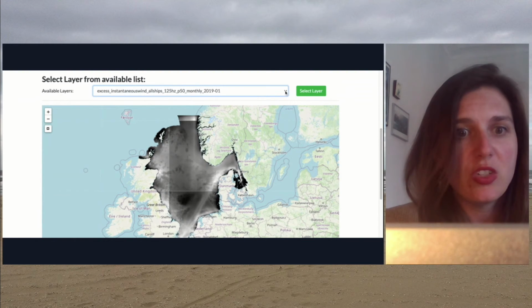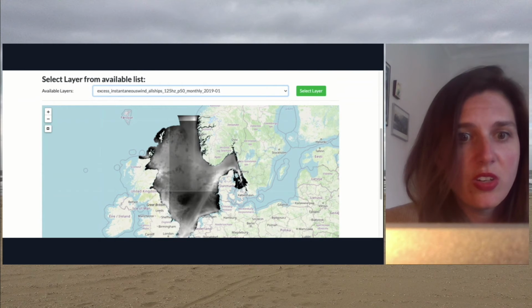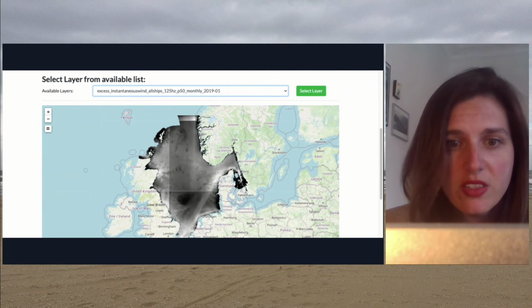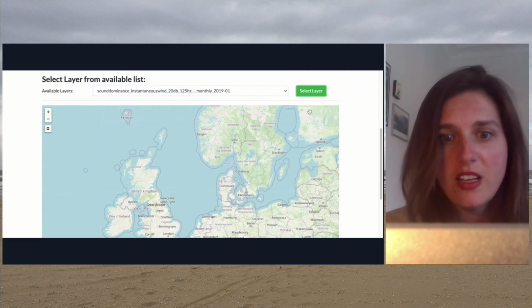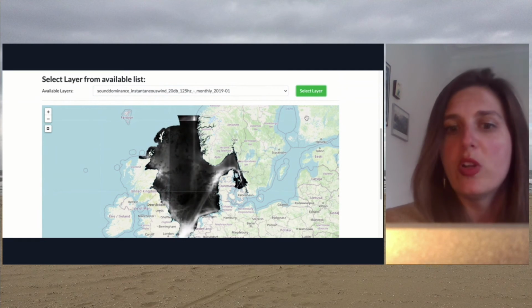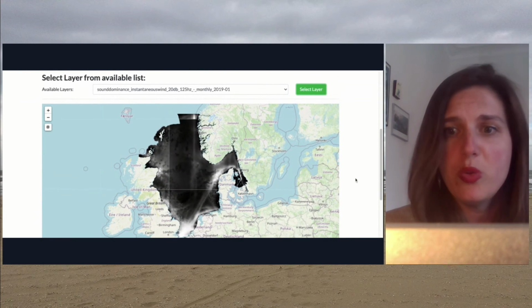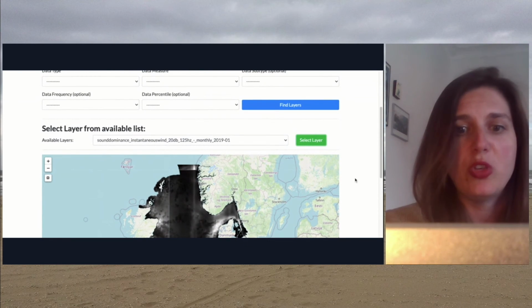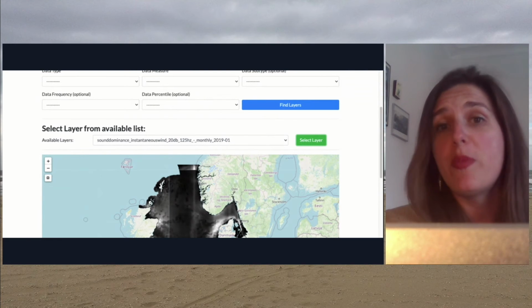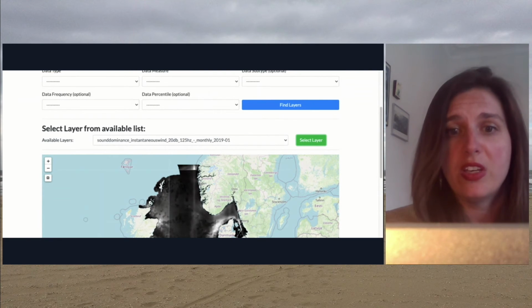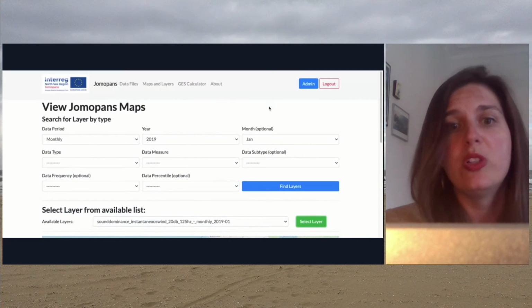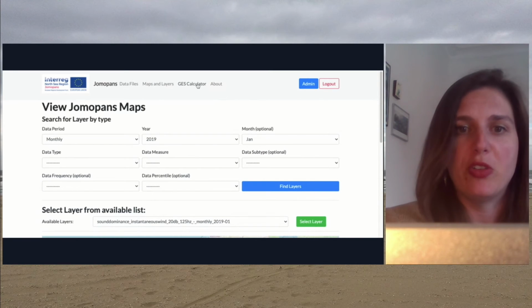And if we flip right back into looking at the sound dominance at 20 dB, select layer, that looks more like the map that Jakob was just showing you. So you can see the utility here. You can view, in theory, all of the maps that we've provided. Right now we have only a couple of months uploaded, but they are all the maps that Chris has provided to the tool. But the cool thing is also we have this calculator.